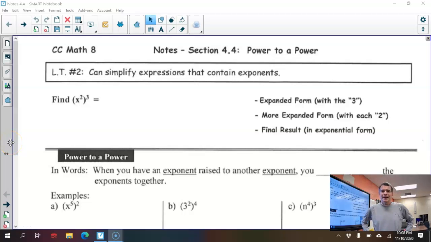Hey there, guys. We are starting Chapter 4, Section 4 here for Math 8. We're going on to our next exponent rule.